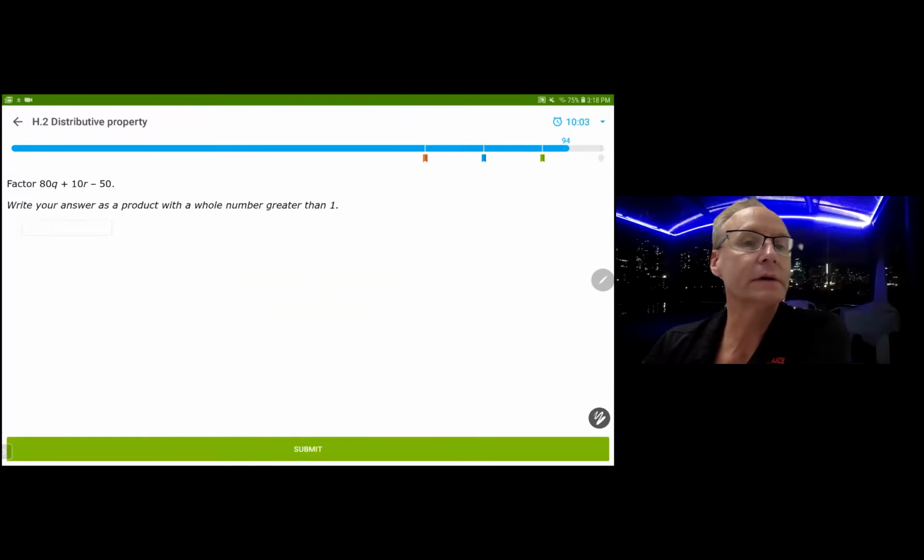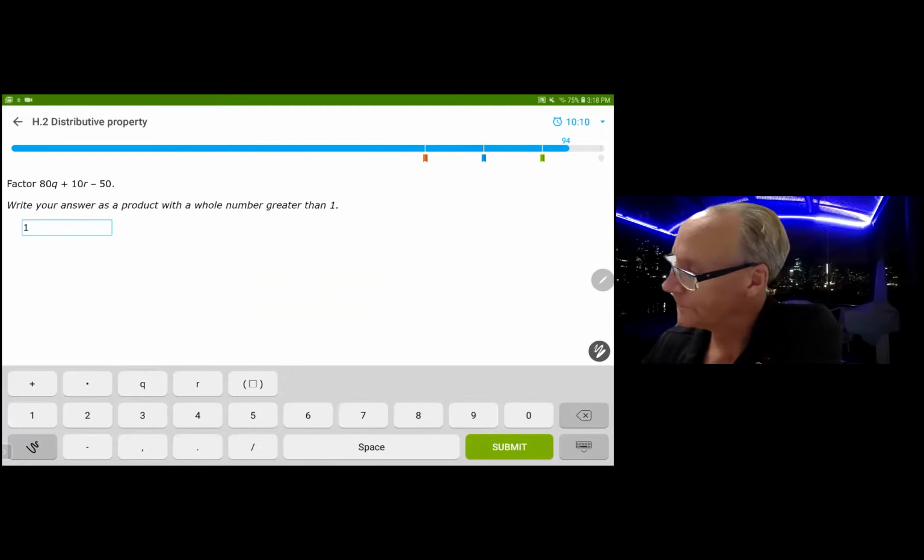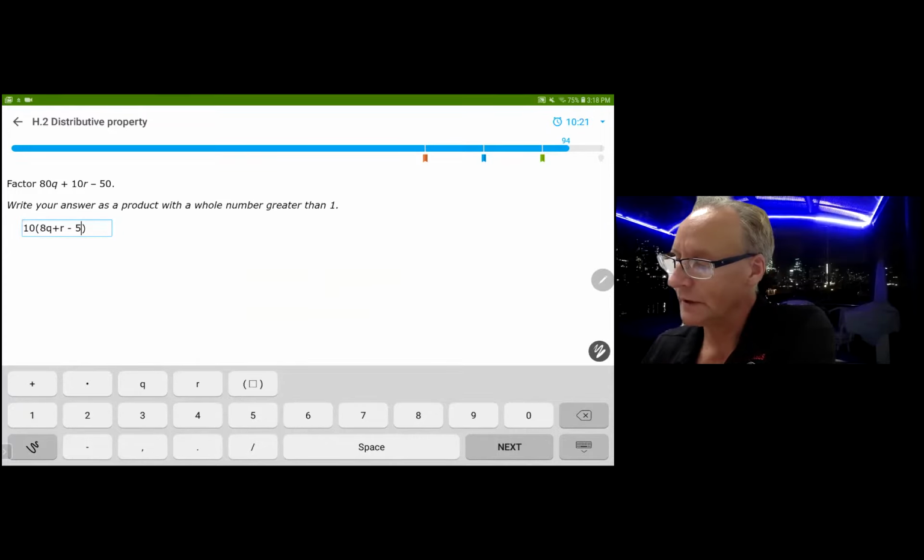Write your answer. Okay, so we are going to factor out the 10, it looks like. So factor out the 10. And we have 3 factors. We've got an 8q plus r. And don't forget the space for your subtraction. It looks like a minus 5. Distribute it, and it looks good.